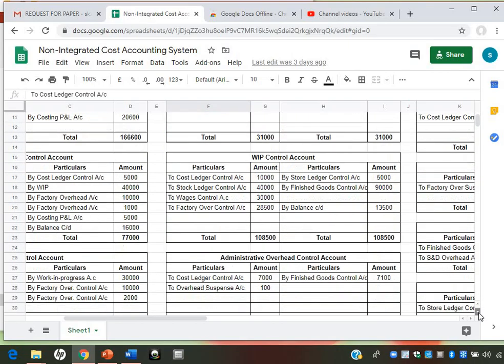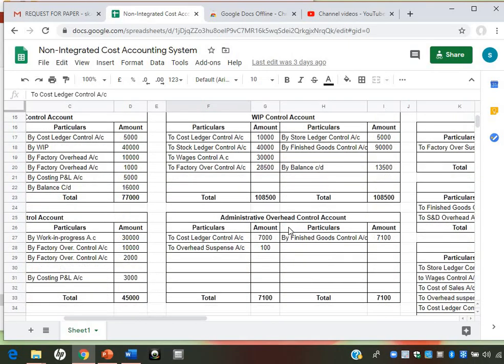Then after work in progress, you can see we have seen the entries on administrative overhead control account. Here we have seen only two entries, one is actual overhead, and second is absorption. So what is the actual overhead? Our actual overhead was 7,000 and absorption was 7,100. So in this case, actual was 7,000 and estimated was 7,100. So there was over absorption of overheads, and the entry will be overheads to overhead suspense account with rupees 100.